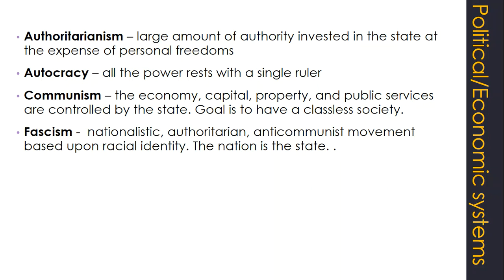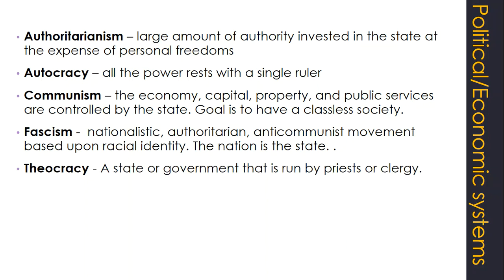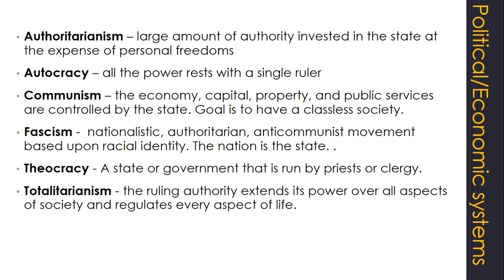The next is fascism, which is a nationalistic, authoritarian, anti-communist movement based upon racial identity, where the nation is the state. So we can think about Nazi Germany being a fascist regime, where it was all about the Aryan race and that they were kind of the true citizens of Germany. A theocracy is a state or government that is run by priests or clergy. So we can think about Iran as an example of this.